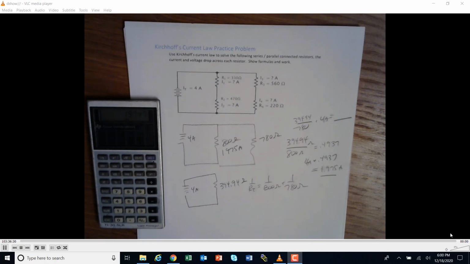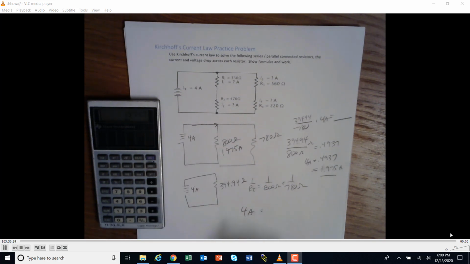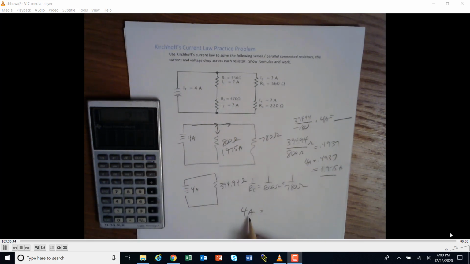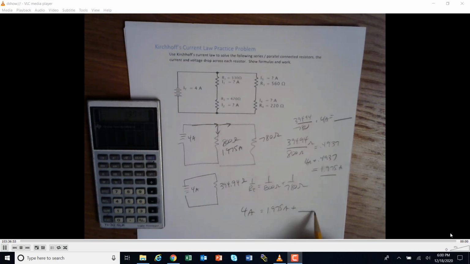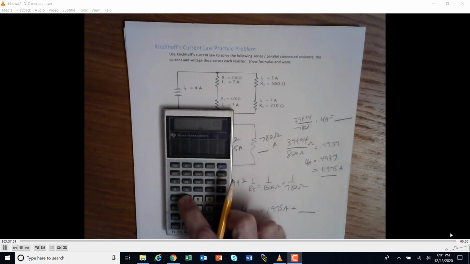Or we could use the current law to say, hey, we have 4 amps coming in here. The 4 amps, because it has to sum to 0, has to equal this one plus this one. So we get 4 amps is equal to 1.975 amps, because that's how much flows down here, plus however many amps we have here. All right, how do we solve this? Well, we have to subtract 1.975 from here.